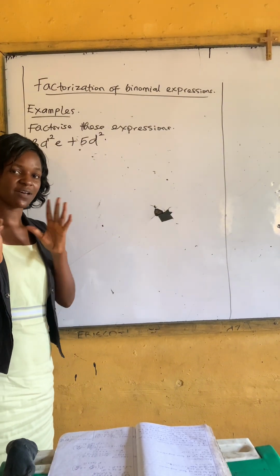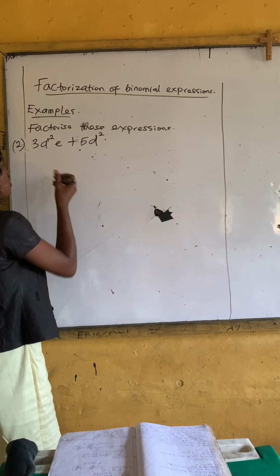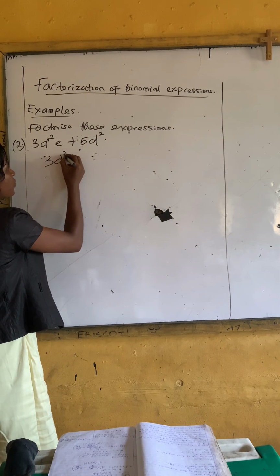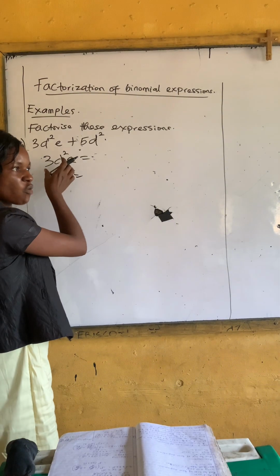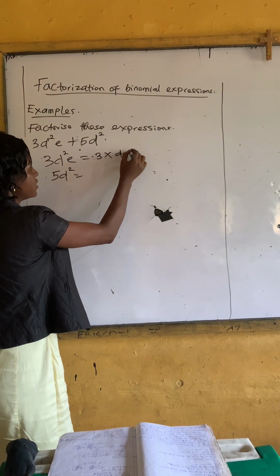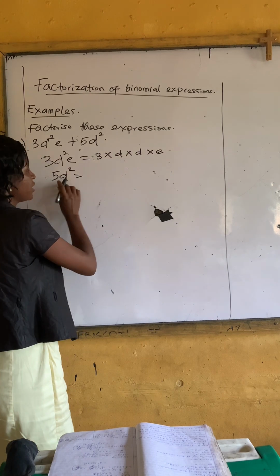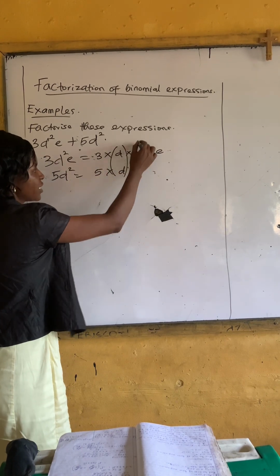So first of all, we have to find the highest common factor of this algebraic expression. So you have 3d squared e and 5d squared. Write this as a product of the factors. So you have 3 times d times e, and then for this we have 5 times d times d. So these are the common factors.